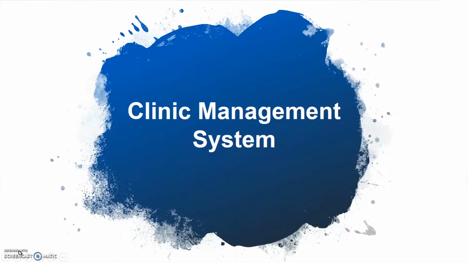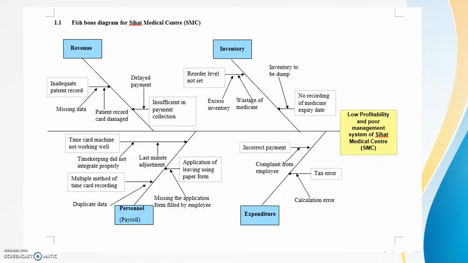Good day everyone. So now I'm going to start with the fishbone diagram. Basically, the fishbone diagram is the summary of the problems that caused the low profitability and poor management system of SMC. We categorize them into four: revenue, inventory, personnel, payroll, and also expenditure.